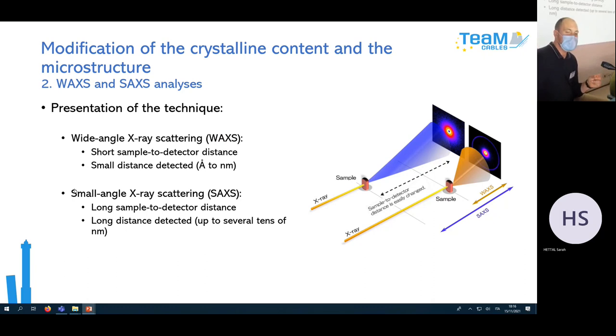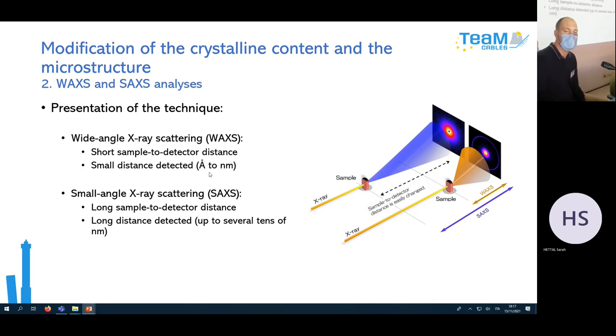The second setup, with the same instrument, is called small angle X-ray scattering, or SAXS. In this setup, the distance between the sample and the detector is much higher than for the WAX setup. But it's the same: you have the X-ray incident beam, the detector, and the sample. In that setup, you have another microstructure dimension inside the material which will be probed. This dimension is not the unit cell or the lamellar thickness, it is the stacking of the different lamellae. So the distances that are probed inside the material are much higher.